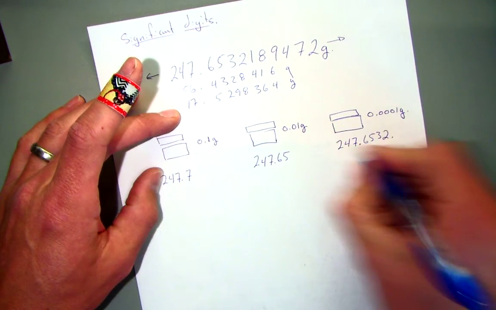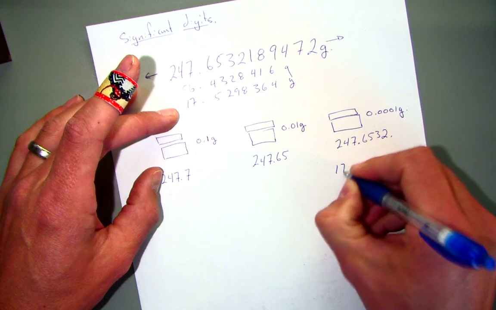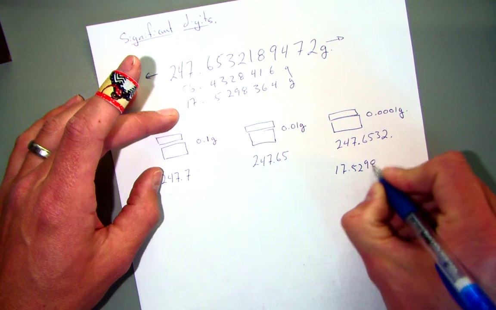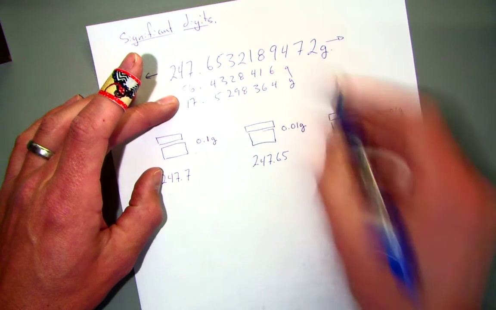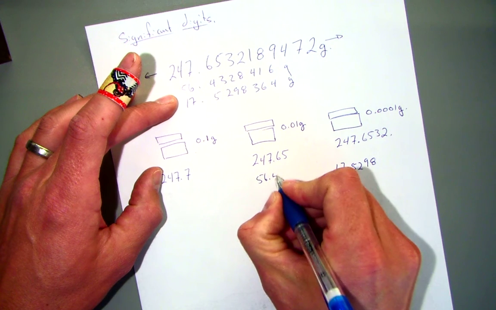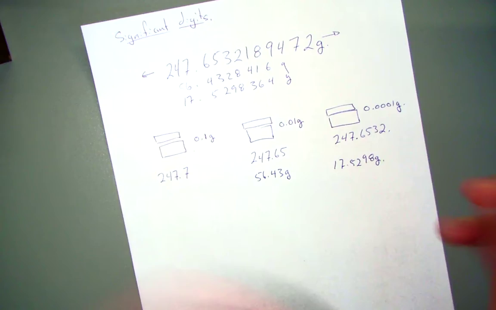So let's say we put the 17 gram one on this scale. The readout that I'll get is 17.5298. Okay, and I put the 56 gram one on here. The reading I'll get is 56.43 grams there. Now the first question is, what's the uncertainty?